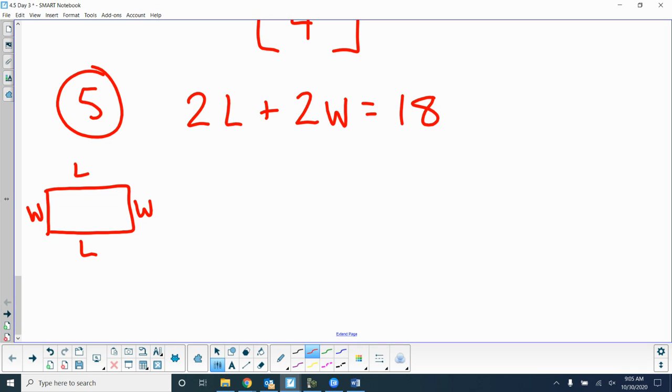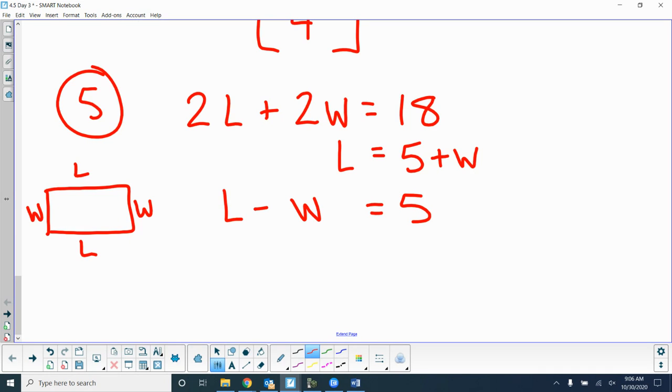Now, it says that the length L equals 5 centimeters greater than the width. So 5 plus W, or W plus 5? To get things lined up, what do I have to do with that W? Right, so it's L minus W equals 5. So there's my 2 equations.